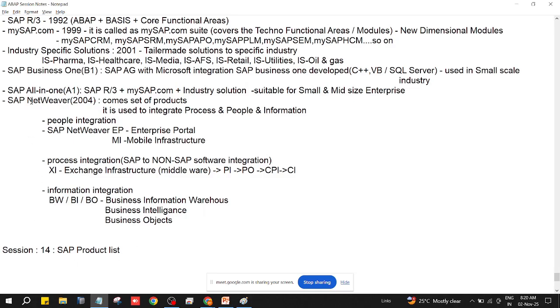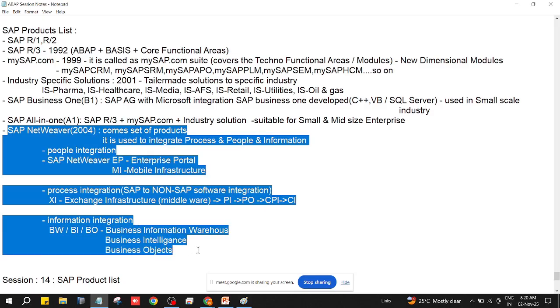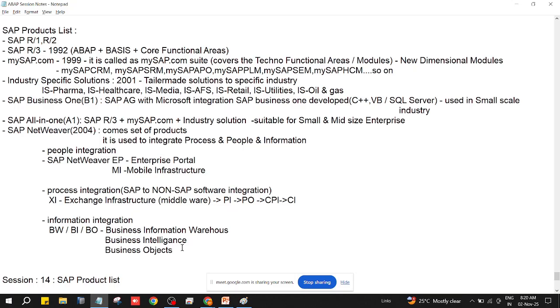So with this, if you look at the SAP products list we are covering, that is our current topic, products. So slowly, because R1, R2 were used for internal purposes, R3 was officially launched to the outside, and later on these extensions happened. Okay, after introducing SAP NetWeaver, the dimensions changed like anything.